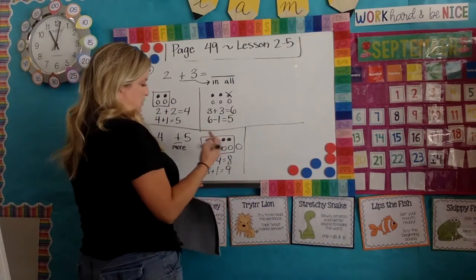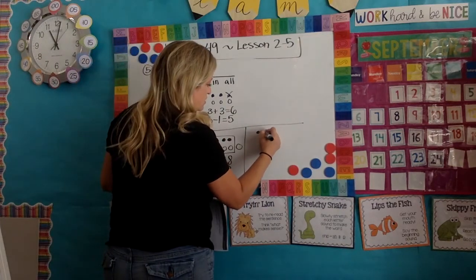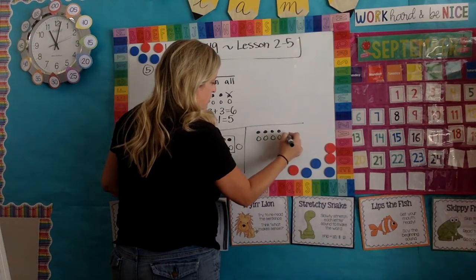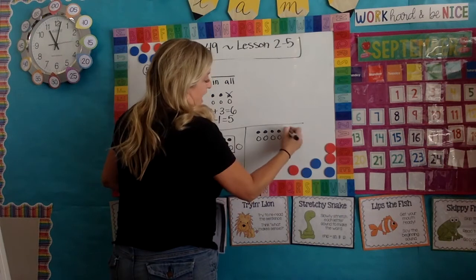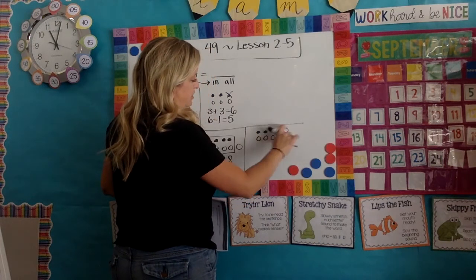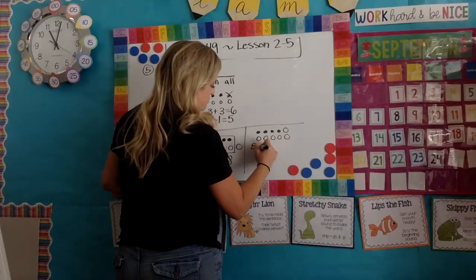Now I'm going to do it by subtracting. I'm going to do minus 1. So I have 1, 2, 3, 4. 1, 2, 3, 4, 5. I'm going to add 1 in. So now I know I have 5 here. I must have 5 here. So it's 5 plus 5.